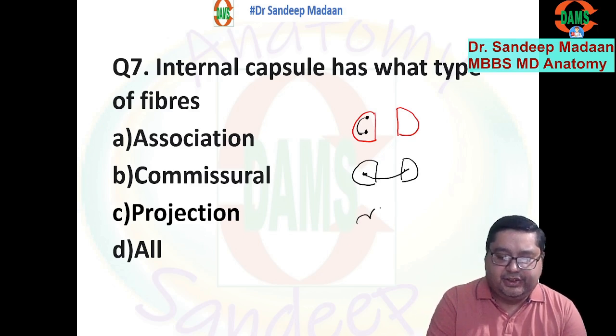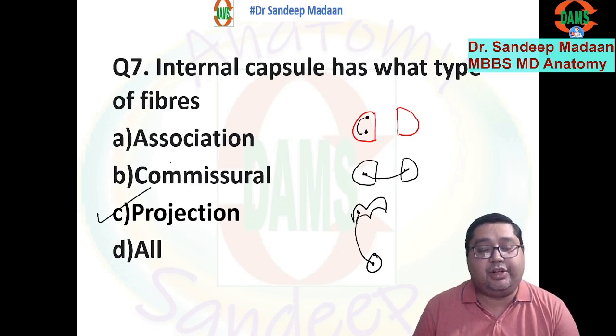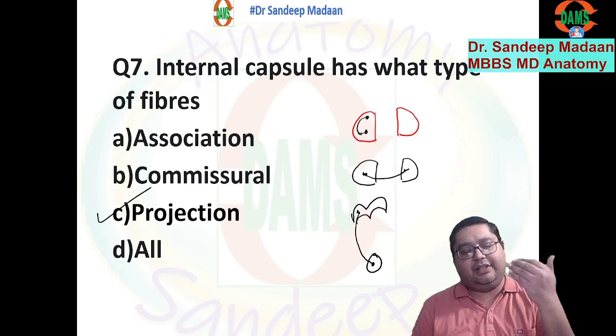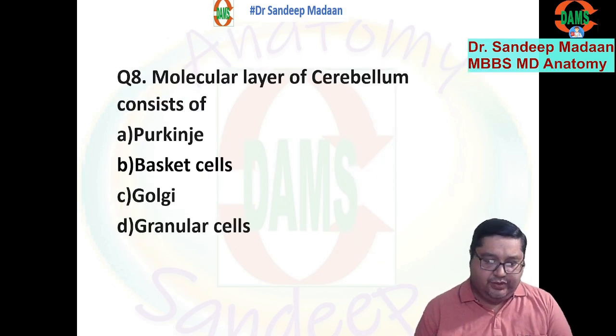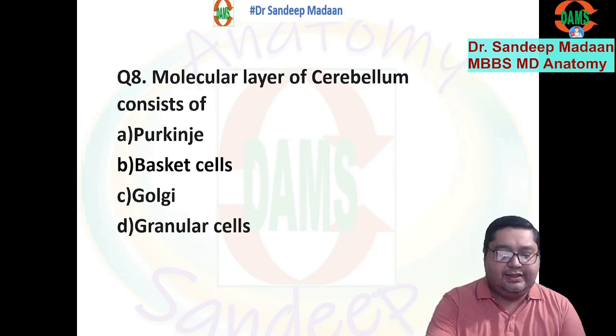And what about the projection fibers, which are connecting the cortex with the subcortical area? So projection fibers will be the answer for internal capsule. Why? It is having majorly the ascending and descending tracts which are connecting the cortex with the subcortical areas. Now moving on to the next question, molecular layer of the cerebellum consists of what? Molecular layer is having basket cell and stellate cell.